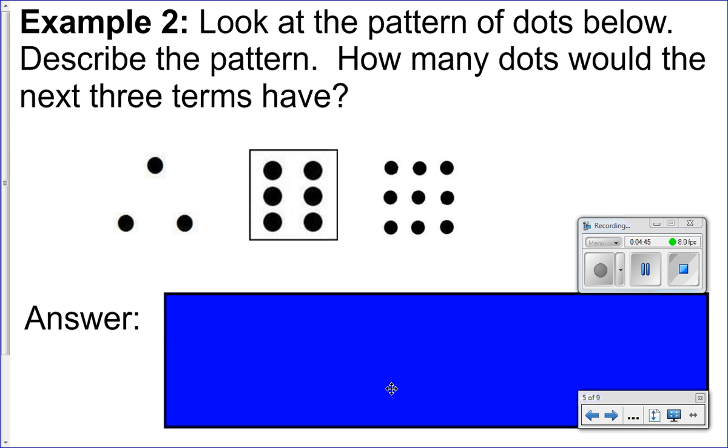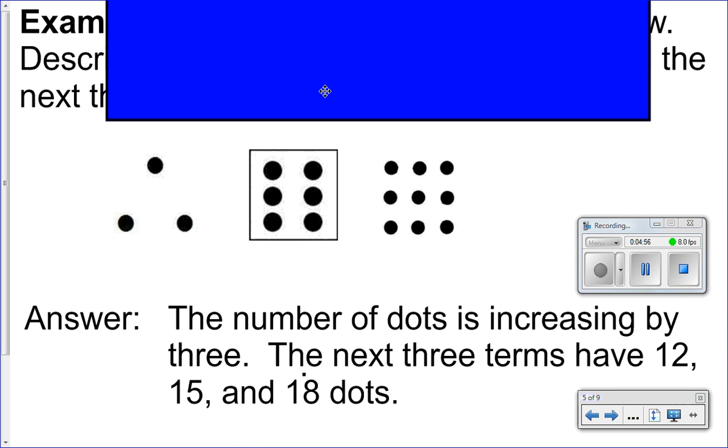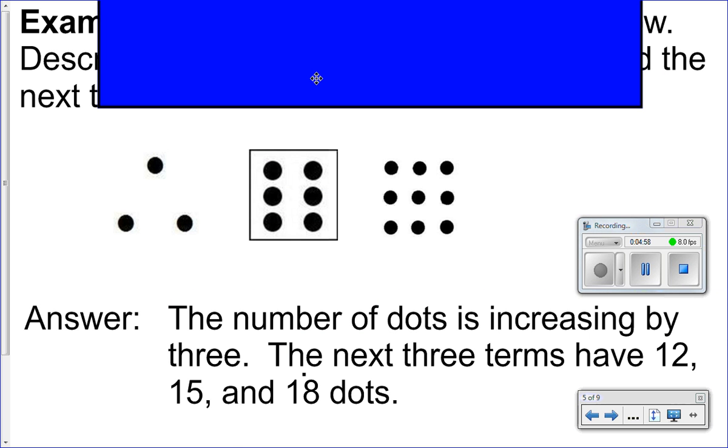Okay, here we go. So you may have noticed that there were 3 dots, then 6 dots, then 9 dots. Okay, so the number of dots is increasing by 3. So that means 3, 6, 9, 12, 15, and 18.